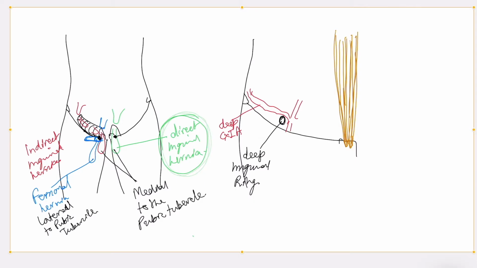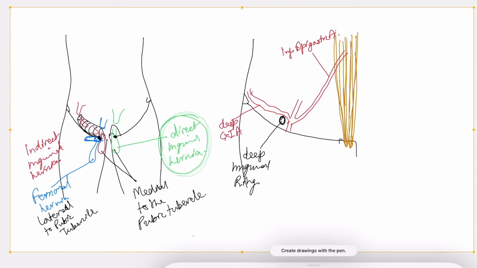There's another branch which arises from it medially and runs towards the umbilicus. Now this artery is called the inferior epigastric artery. Don't confuse it with the superficial inferior epigastric, because the superficial inferior epigastric is a branch from the femoral artery, and that's a content of the fascia of Camper. Now there's a triangle formed. This triangle formed here is called Hesselbach's triangle.